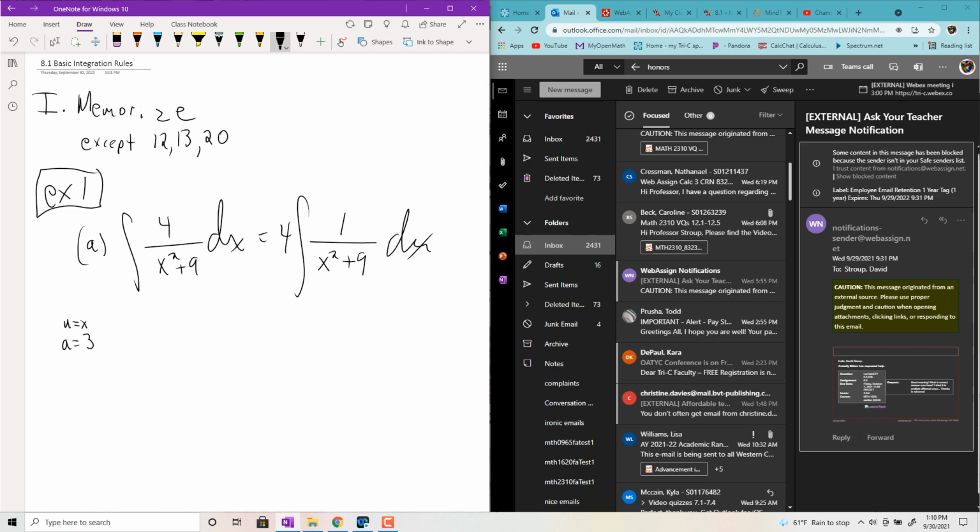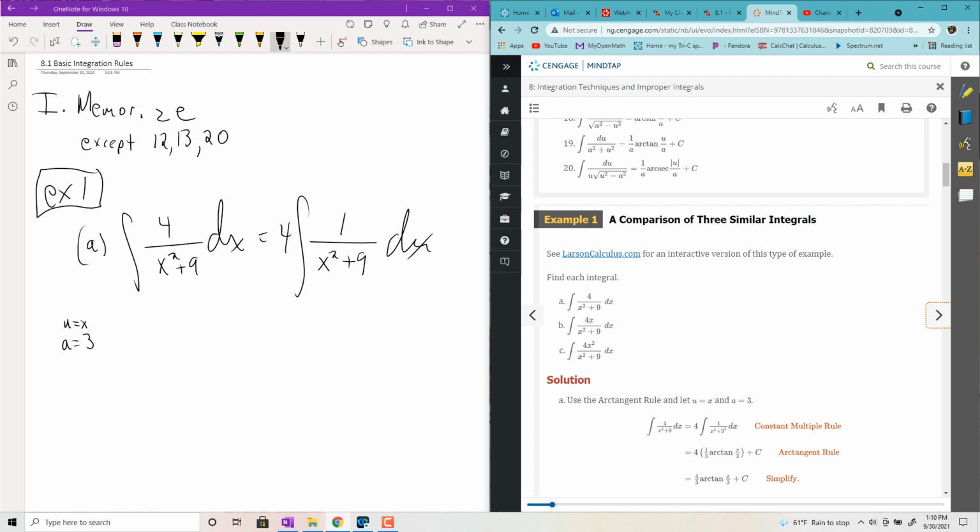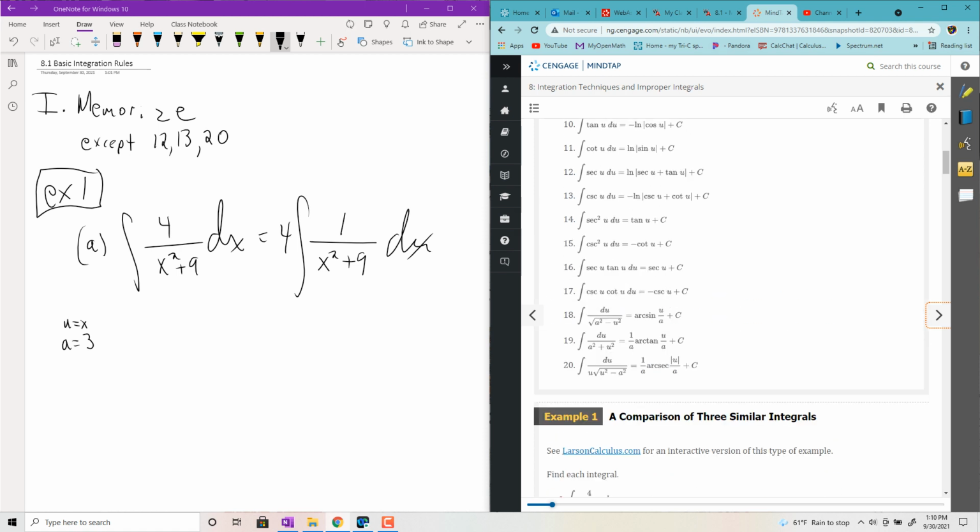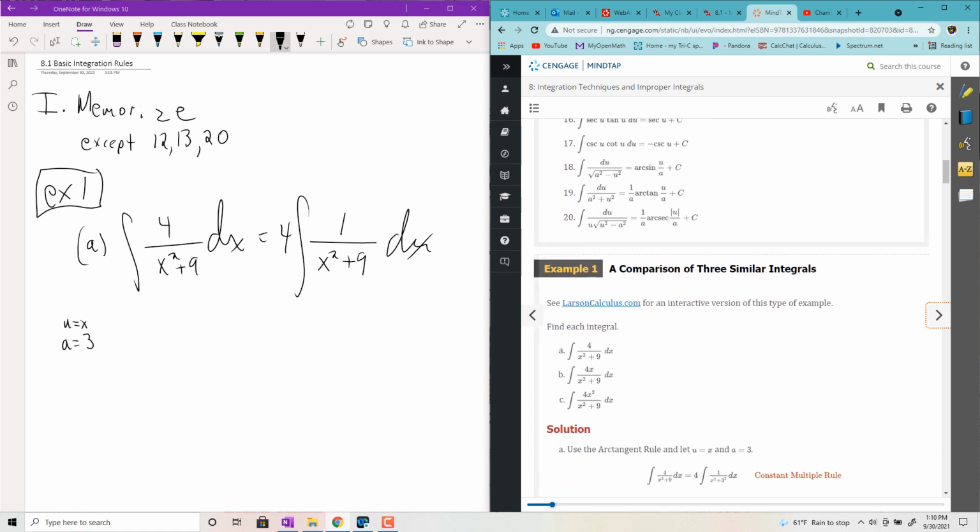And then you use the formula for the inverse tan, which is 1 over a, tan inverse of u over a plus c. So in this case, I have 4 times 1 all over a, which is 3, tan inverse, or arctan if you would rather, of u all over a. u is x, all over a, which is 3, and then plus c. That would be your answer, okay? Tan inverse of x over 3 plus c.